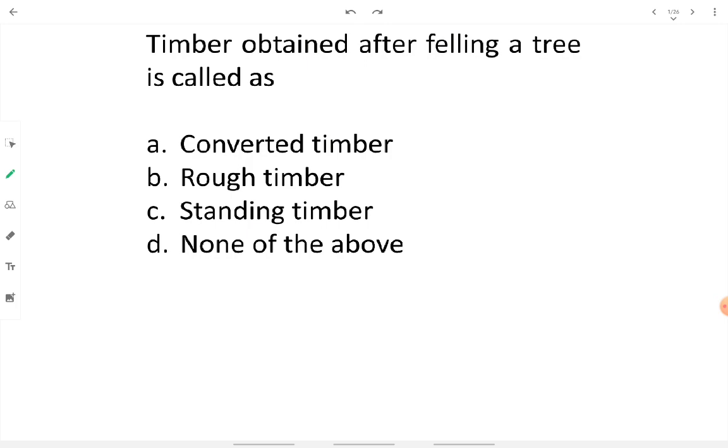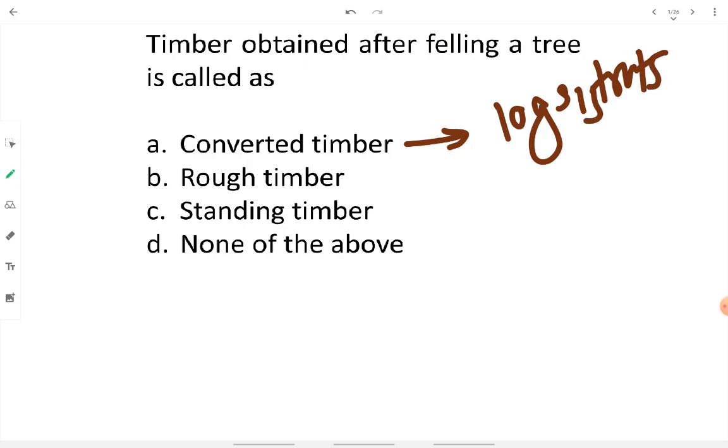properties. So the first question in front of us is saying that timber which is obtained after felling a tree is called as. Okay, and the options we are provided with are converted, rough, standing and none of the above. Let's look at what converted, rough and standing timber is. See, converted timber is the one which is a processed wood. Processed wood means the timber may be converted into logs, or struts or elongated members. It is called converted timber, meaning timber sent to the sawmill and then processed, converted into a proper shape which can be directly put to engineering purpose.